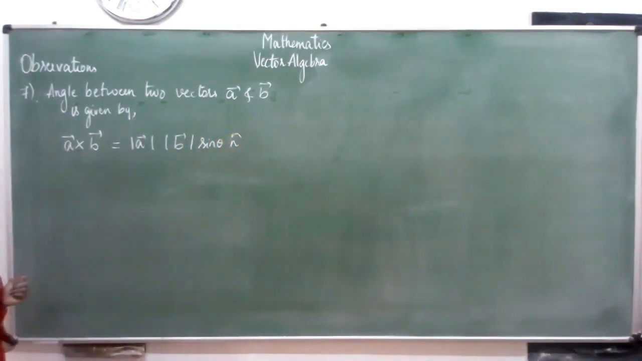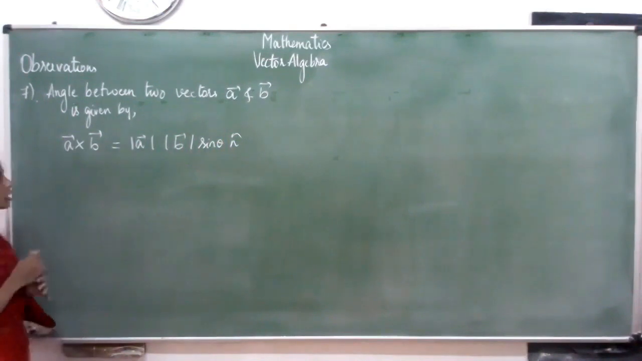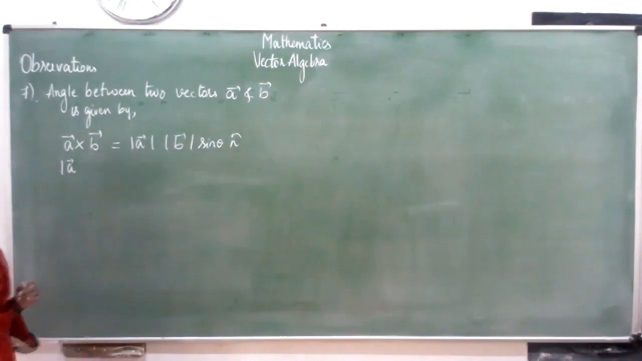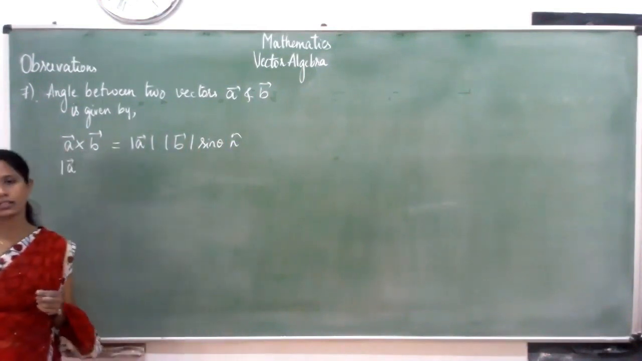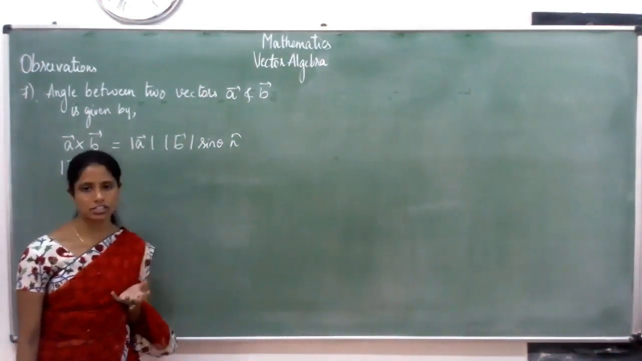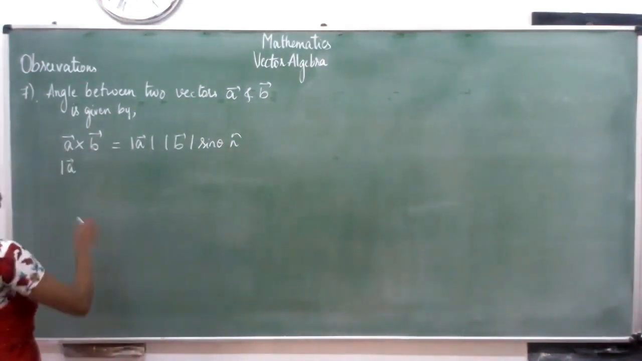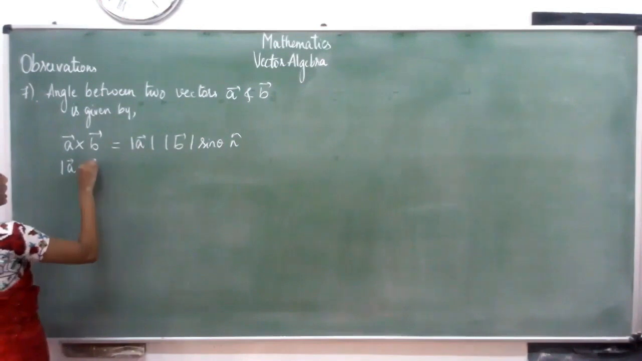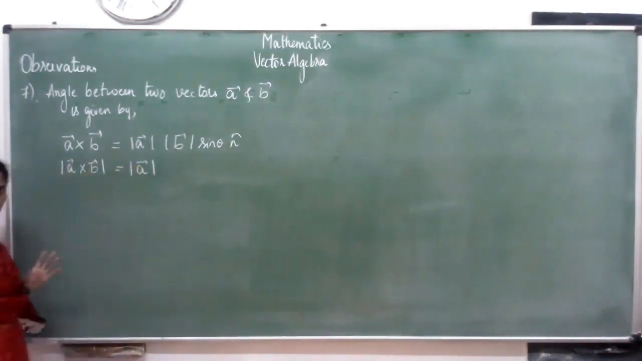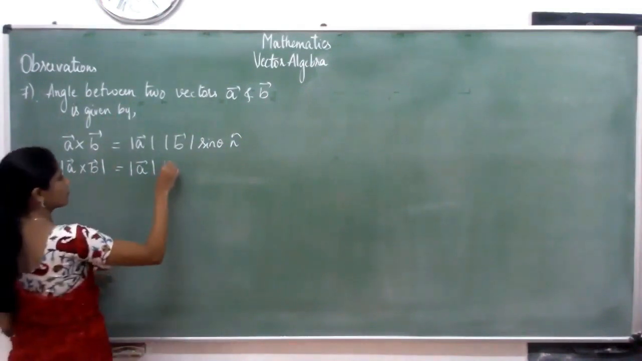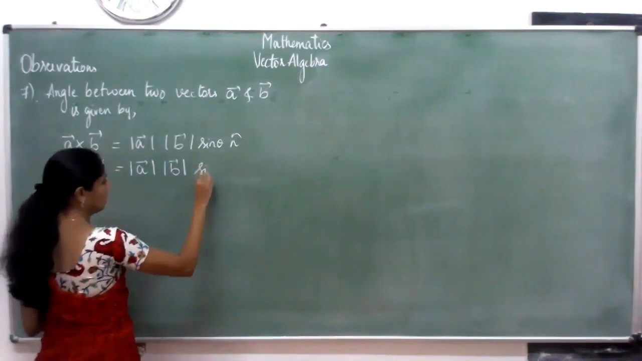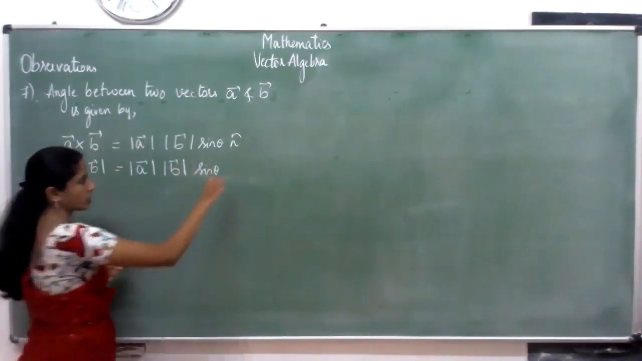Here, I apply the magnitude on both sides of the equation. Why am I applying this? When we say the angle between two vectors, it is just a magnitude. We don't consider any direction there. There will be no direction. So here, vector A cross vector B. Applying magnitude again gives a magnitude, so magnitude of A, magnitude of B into sine theta.